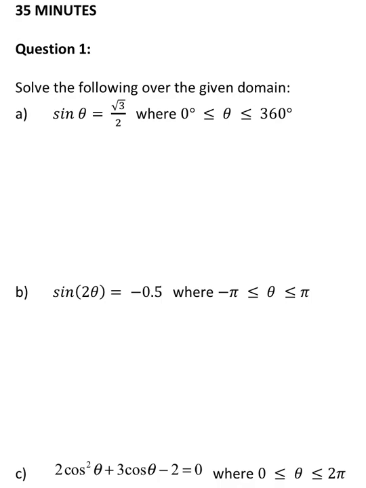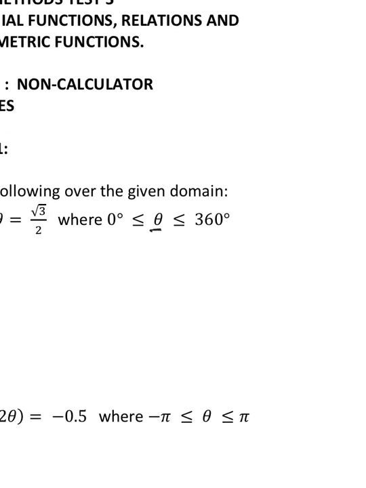Okay, so the first question is we're solving. So we need to find the value of the variable, and in most of these it's going to be theta. And here we've got it between 0 and 360. So just going to do this up here. I know that it's root 3 over 2. That's an exact value. So root 3 to 1, so that's 60 degrees, 30 degrees.